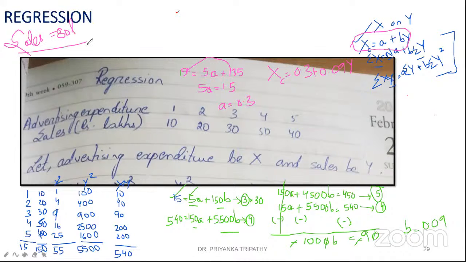Now sales is what here? Sales is a dependent variable. Advertising expenditure is independent variable. That is why we found out the regression equation of X on Y. Just apply the value here. We are predicting. If we want sales of 80 lakh, how much can we spend on advertising? So what will be the answer? 0.3 plus 0.09 into 80. A value will come. That will be the answer.